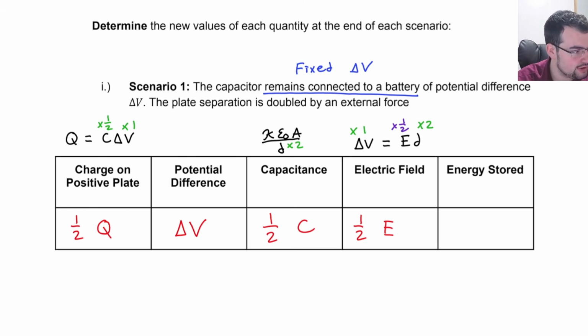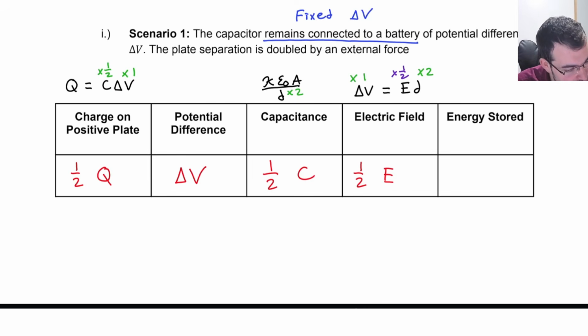There's another way you could have actually done it, where you could have said the E field is sigma over epsilon naught, and said that which is charge per area, that the charge halved and the area stayed the same, so sigma got halved. That's an alternate way.